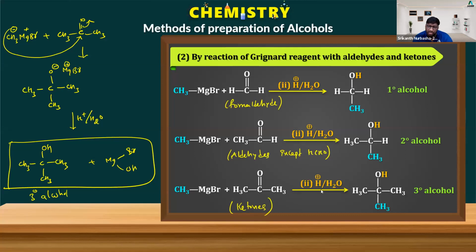And this was the mechanistic approach. And Grignard reagent is acting as a nucleophile because there is no acidic proton available. Right, students?